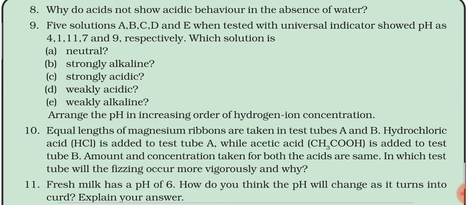So what kind of relation have we got? We have got that the higher the hydrogen ion concentration, the lower the pH value. So what you have to do is, here 5 solutions are given, and you have to arrange these in increasing order of hydrogen ion concentration.